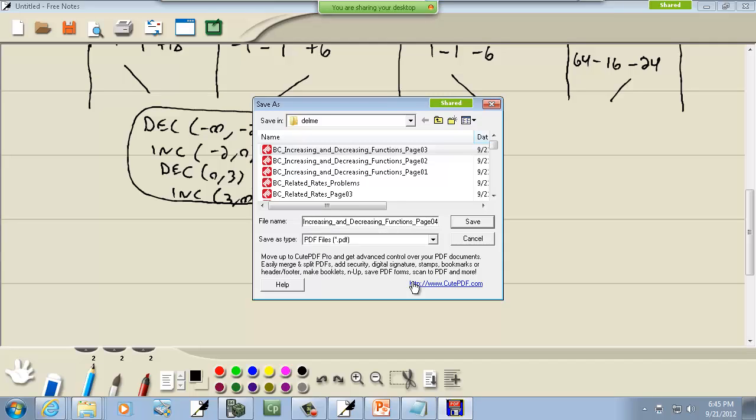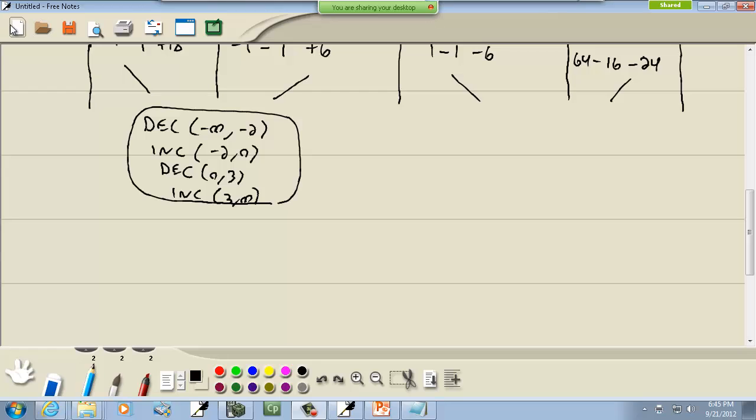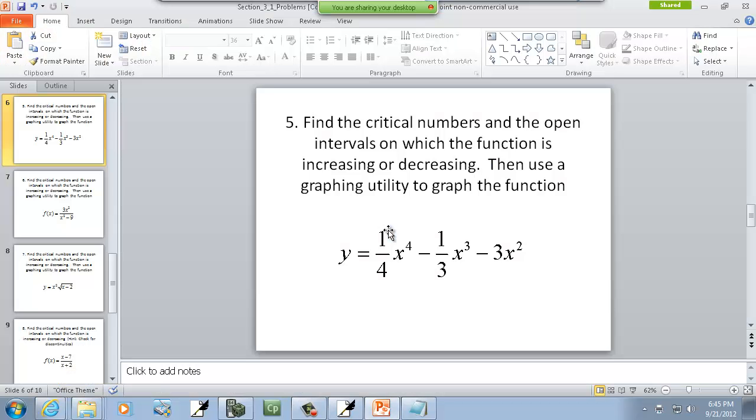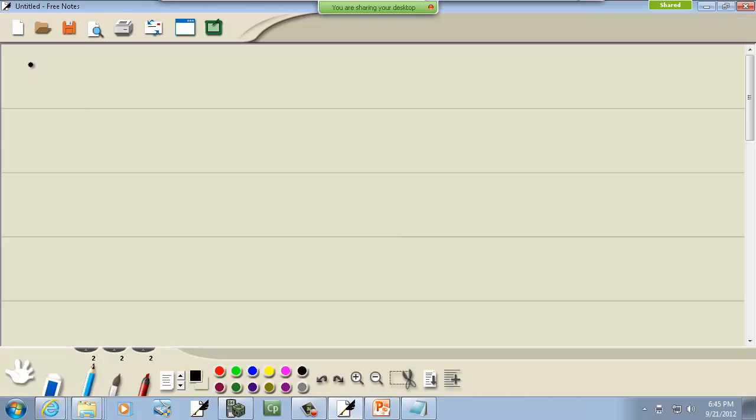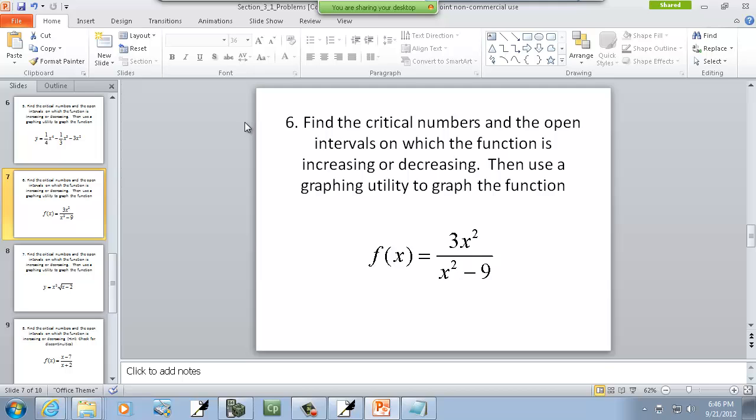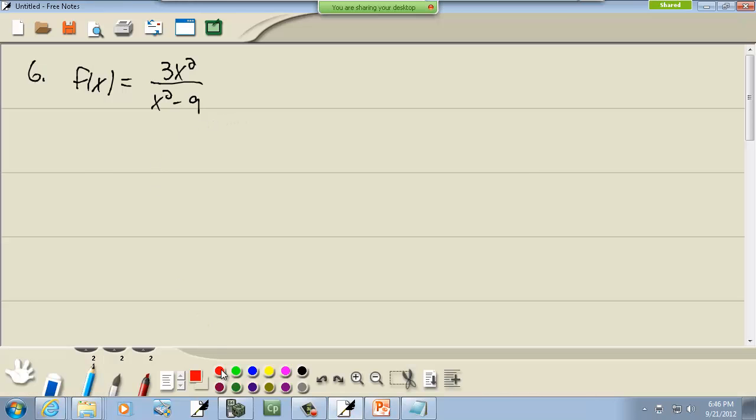And let's take a look at our next problem. Here we got a fraction. So we got f of x is equal to 3x squared over x squared minus 9. Well, step 1, we want to find our derivative. Well, this is a quotient rule. So I'll label this as P, label this as Q. P prime would be 6x. Q prime would be 2x.